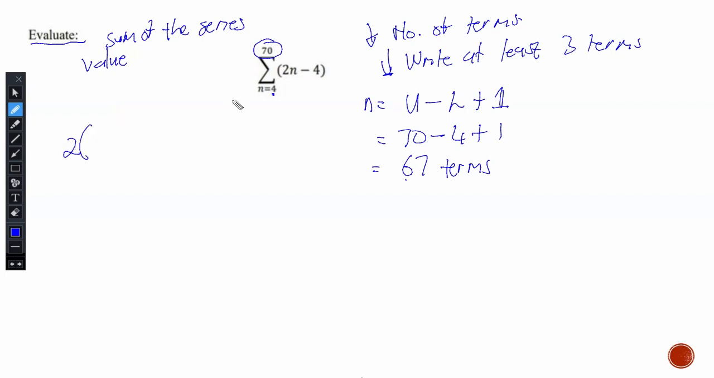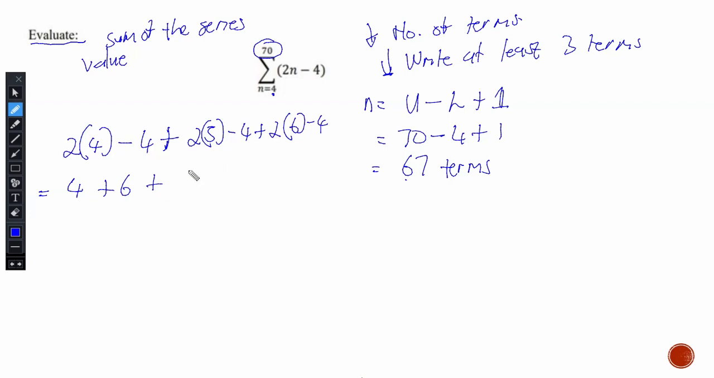So how do we write at least 3 terms? Remember, the start index is 4, so we have to start by substituting 4 here. This will be your term 1, your first term. 2 multiplied by 4 minus 4 gives us 4, right? Then followed by 2 multiplied by 5 minus 4, that's 6. Then we're going to have 2 multiplied by 6 minus 4, and that's going to give us 8.